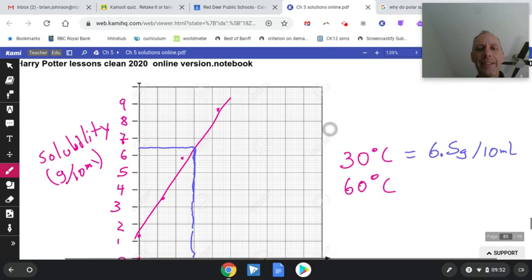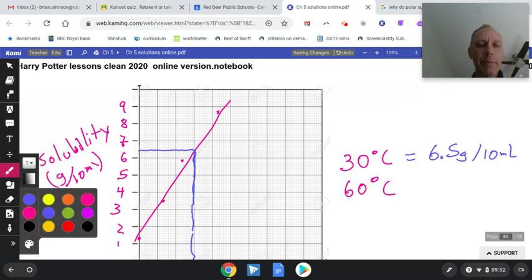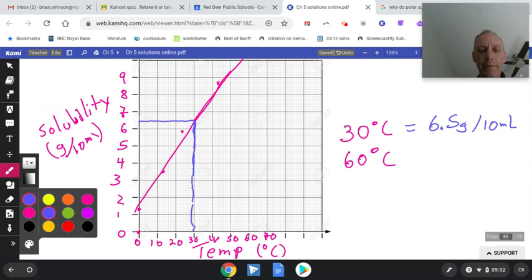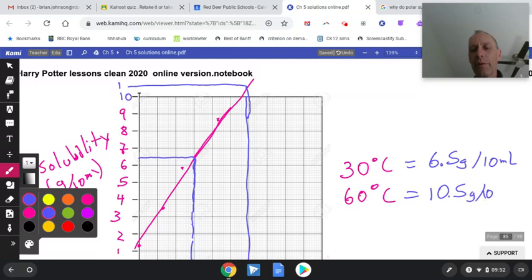Now at 60, we have a bit of a problem because my graph hasn't gone far enough, so I need to extrapolate, extend the line. Okay, 60 degrees Celsius is right here. That's where it hits and comes across 10. Looks like it's going to be 10.5. Now my graph does not have the correct data points. Yours will be different per 10 mil.